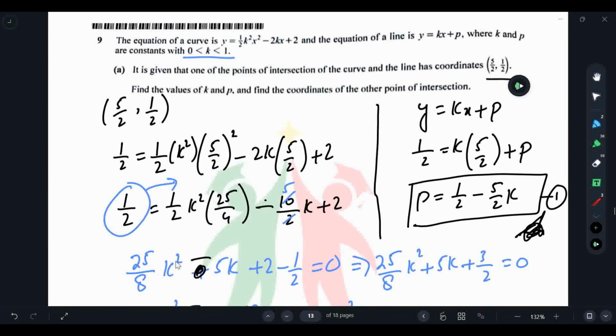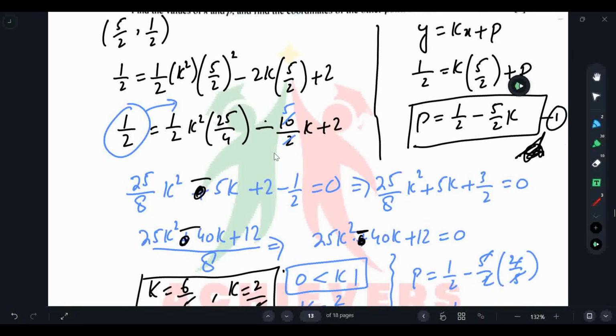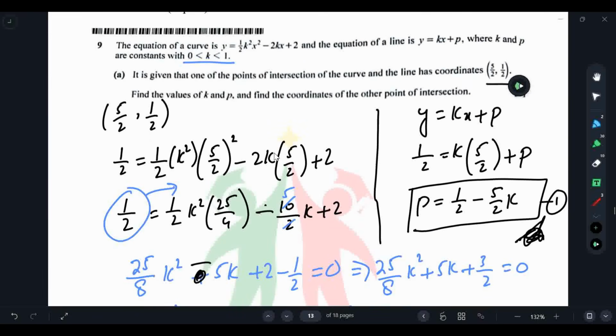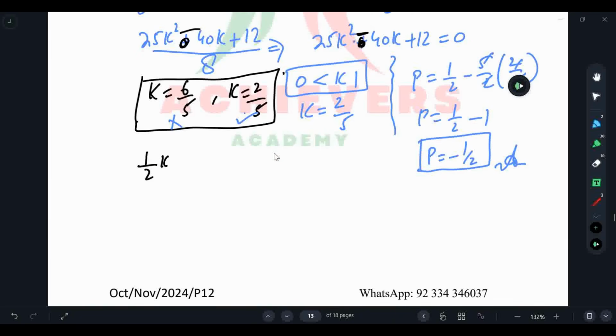Find the value of k and p. We have done the first part, and now we have to find the coordinates of the other point of intersection. How can we find the other point of intersection? We need to equate the equations. So the equations for the point of intersection were: let me write it over here, 1 by 2 k square x square minus 2 kx plus 2 is equal to kx plus p.